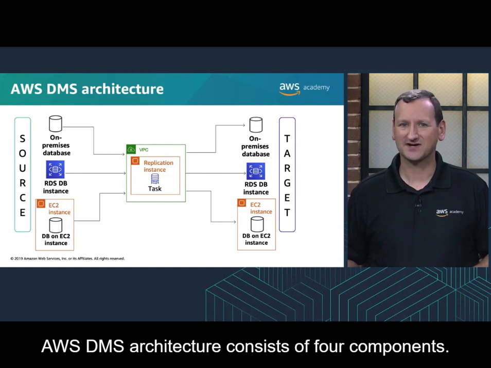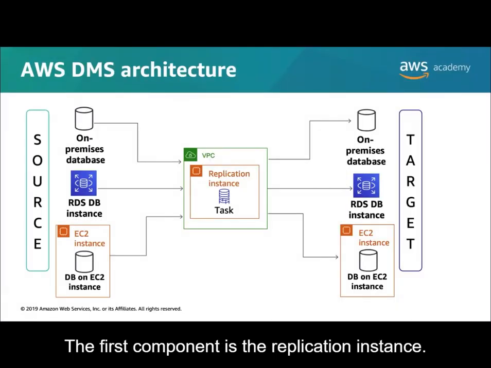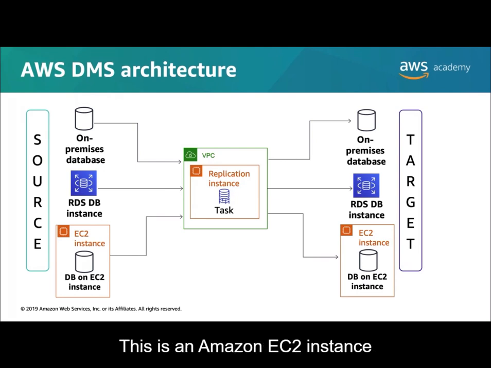AWS DMS architecture consists of 4 components. The first component is the replication instance. This is an Amazon EC2 instance that runs the tasks that are required by the migration process.